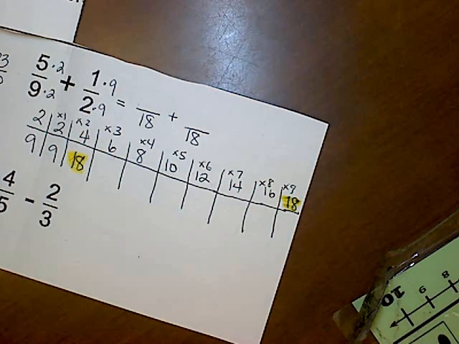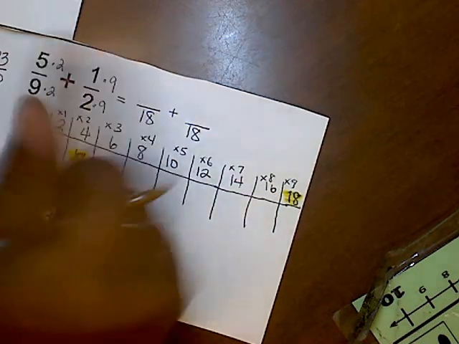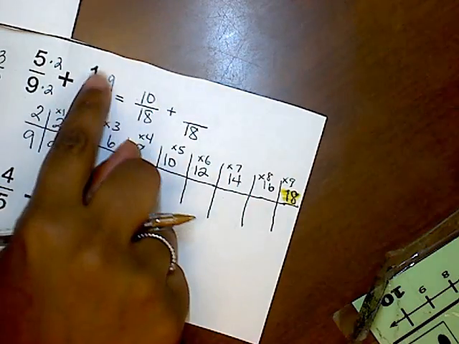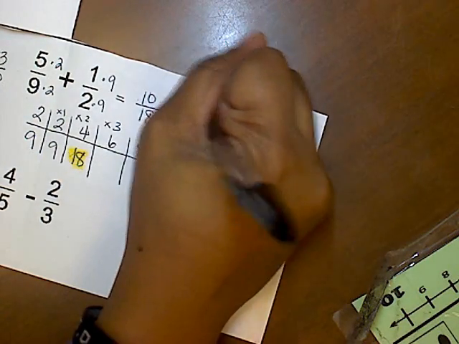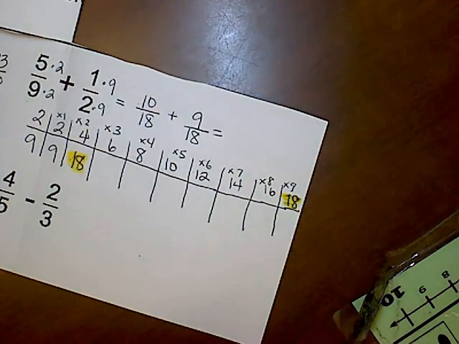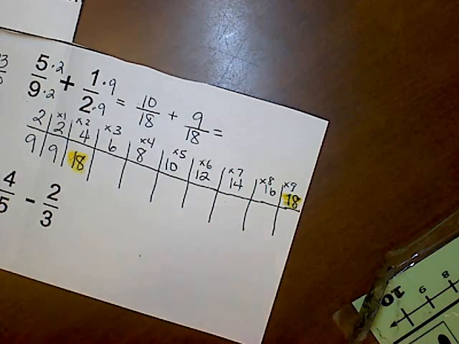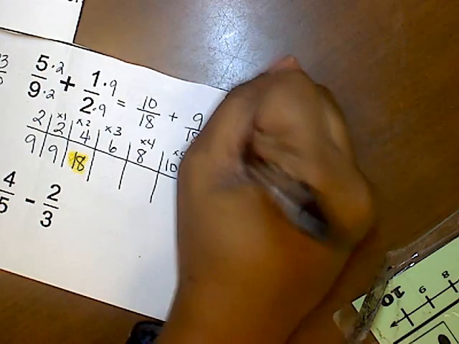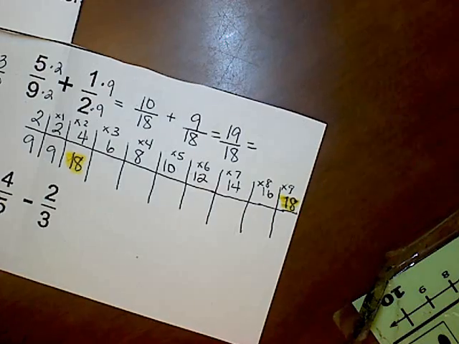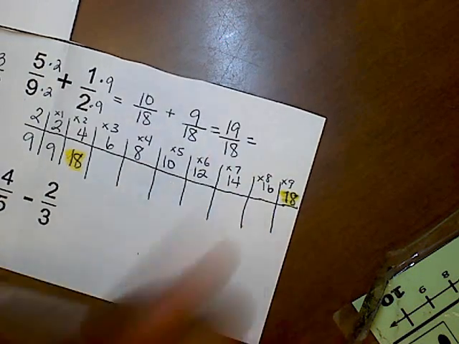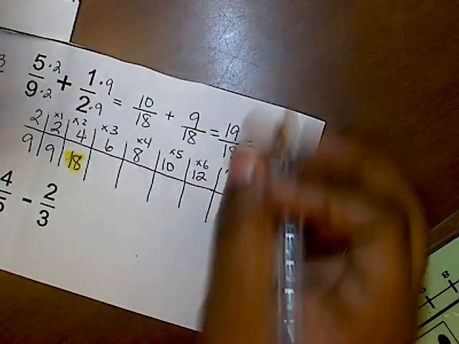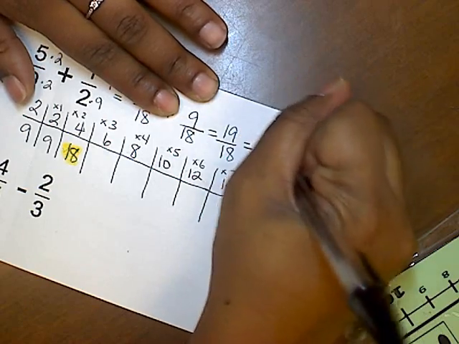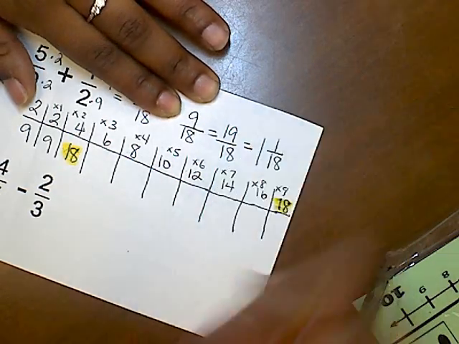Okay, so now let's just multiply. So 5 times 2 is 10. 1 times 9 is 9. So when I do 10 plus 9, I get 19 over 18. And again, we can turn this into a mixed number because 18 goes into 19 one time. So therefore, we have 1, and we have 1 left over 18.